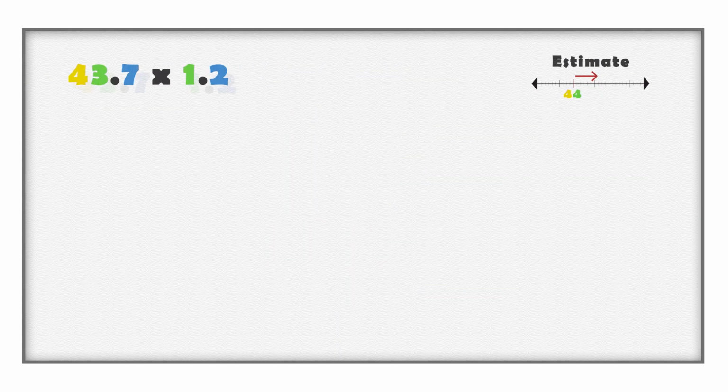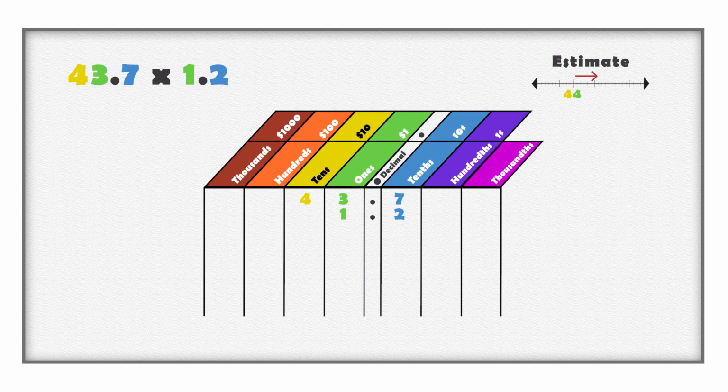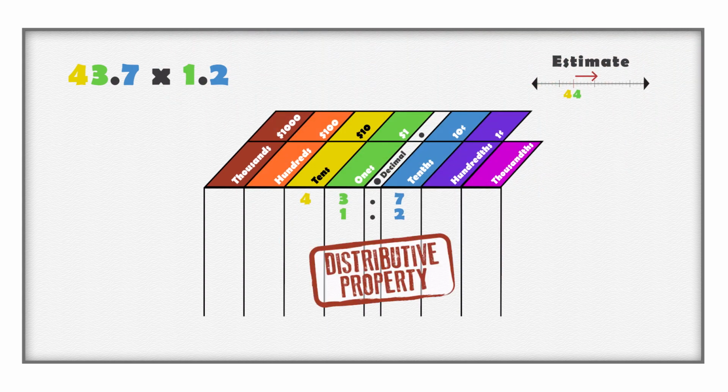We can also multiply these decimals using a place value chart. A place value chart organizes the digits by their value. Use the distributive property. Multiply the value of each digit in one number with each digit in the other number, and then add the partial products.